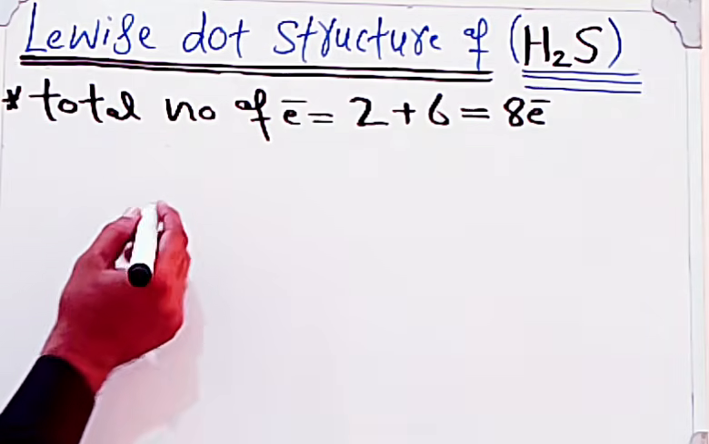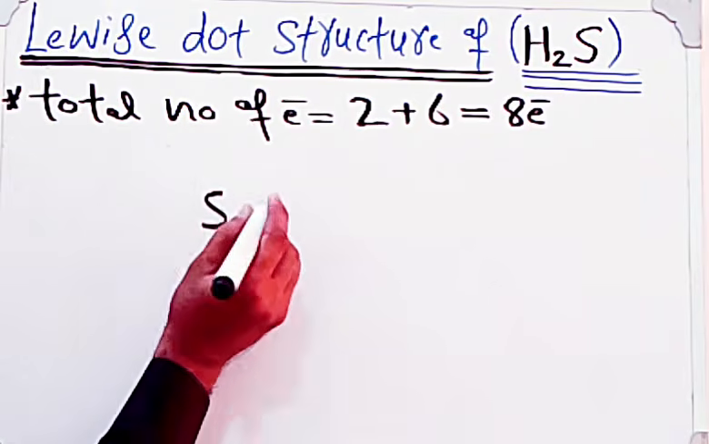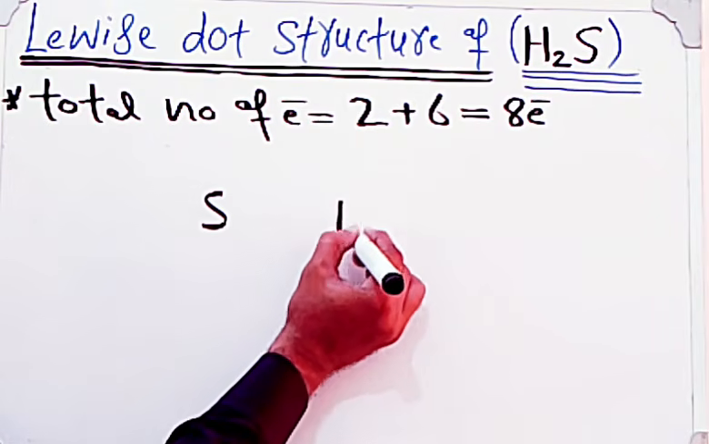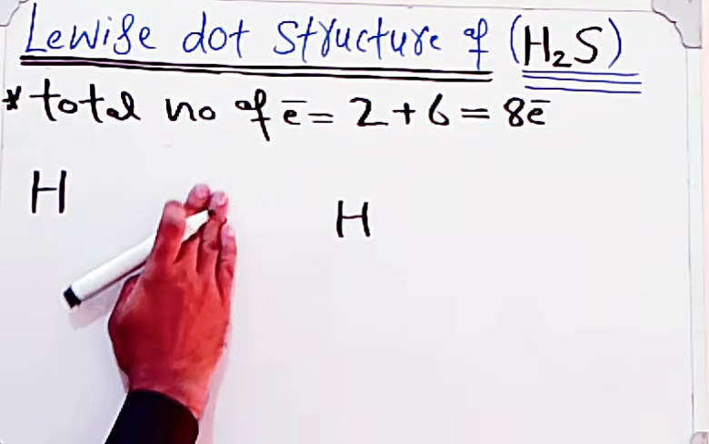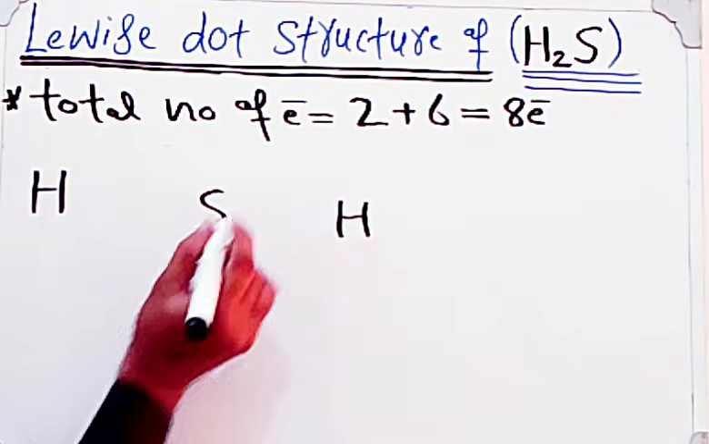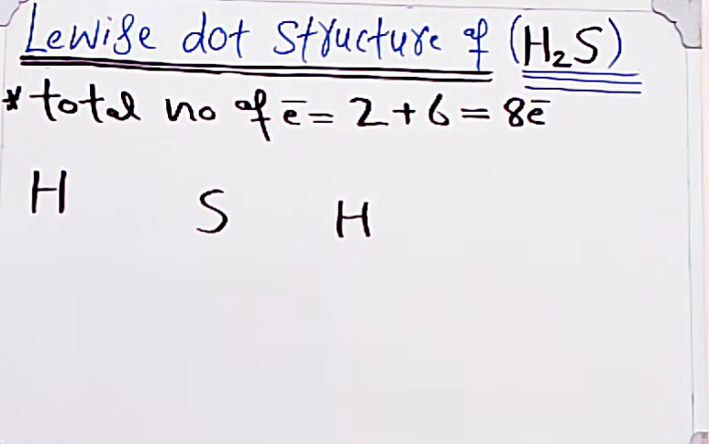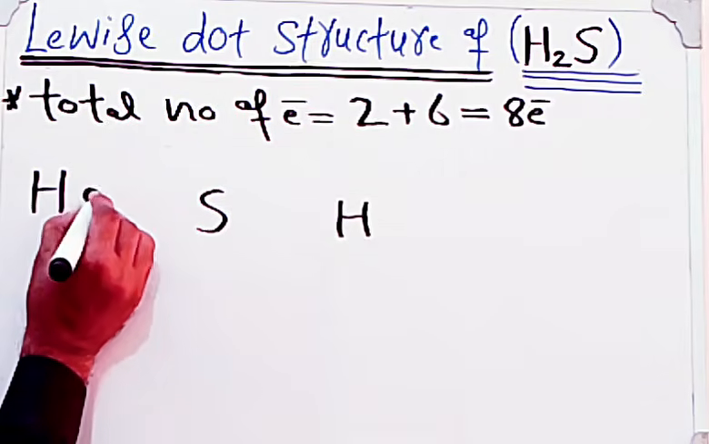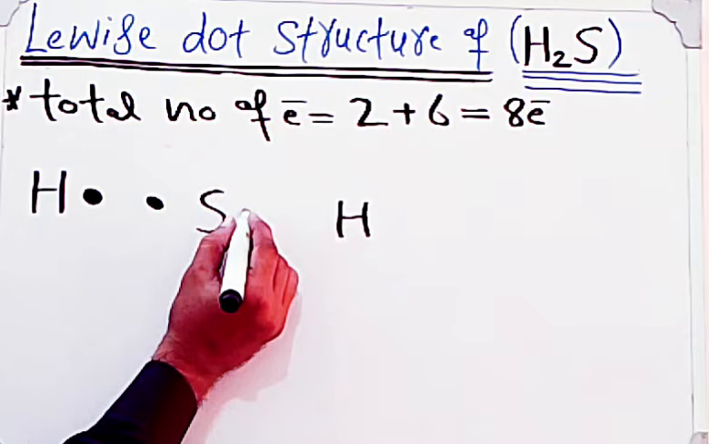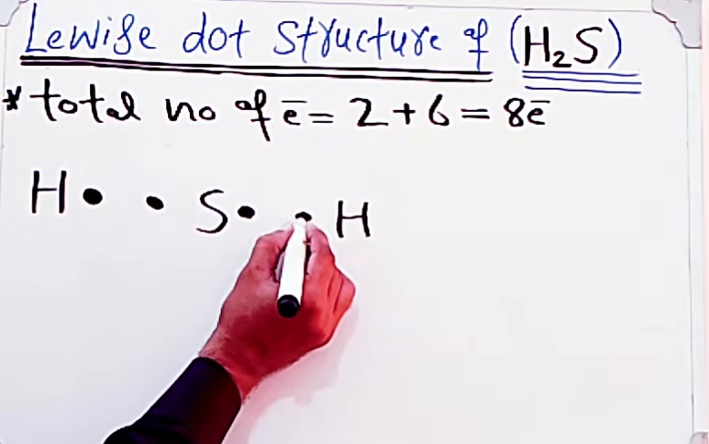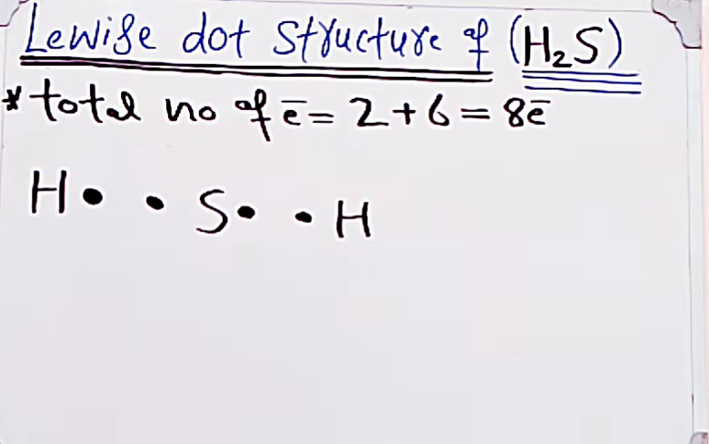So, sulfur, hydrogen, hydrogen. Students, first of all, we place a pair of electrons between hydrogen and sulfur to represent a single covalent bond.